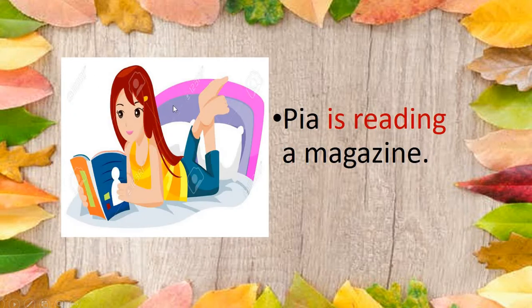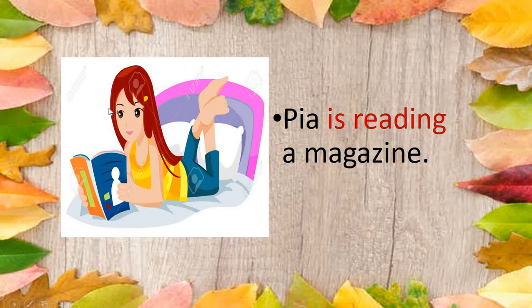Now see. See this. Can you see? Yes, the girl is reading. There is a girl. She is reading. So we will read the sentence. Pia, the girl's name is Pia. Pia is reading a magazine. Magazine. She is reading a magazine.